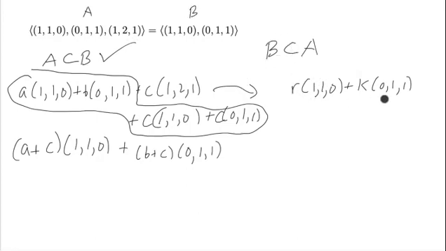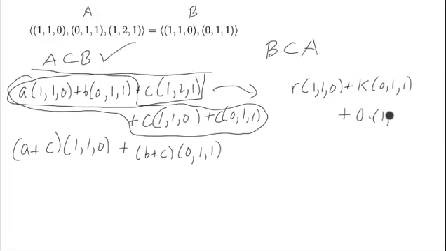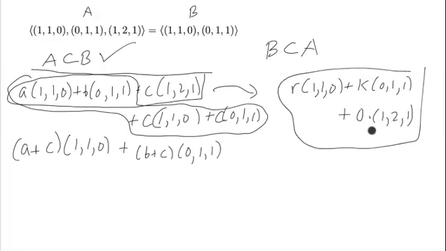Take an arbitrary element of B like this, and let's show that it's of the form for an element of A. Well, quite clearly it is if we just do this, plus 0 times (1, 2, 1). Aha, it is of the form that describes elements of A. Therefore, we're done with this one.